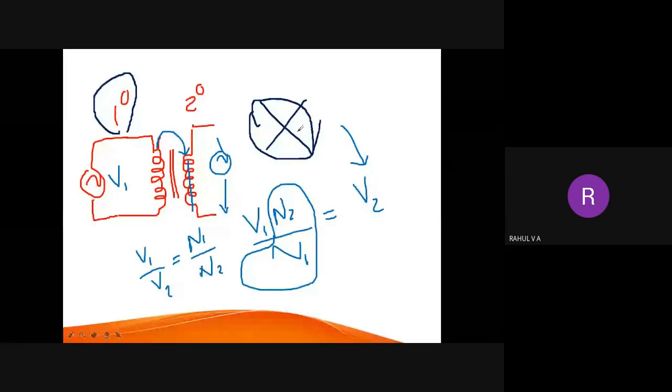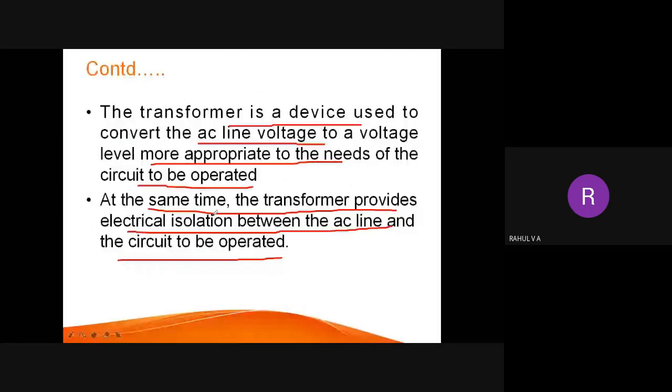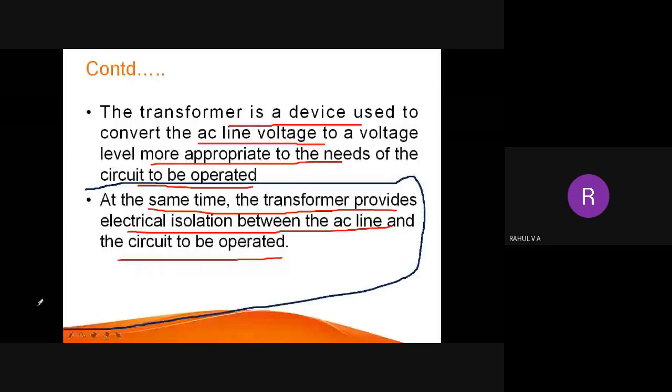Similarly, if any trouble occurs at the primary, it will not affect secondary. That is called electrically isolated. There is no electrical connection between primary and secondary. So that is the important point. By using a transformer, you have two advantages. One is either you can step up or step down the voltage, or also it provides electrical isolation between circuits.